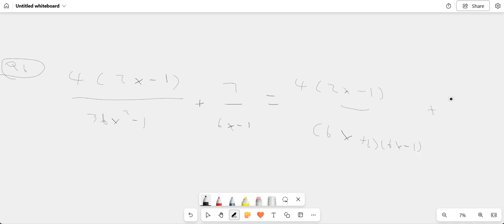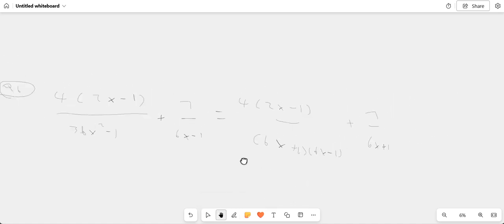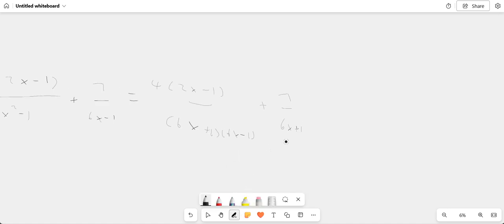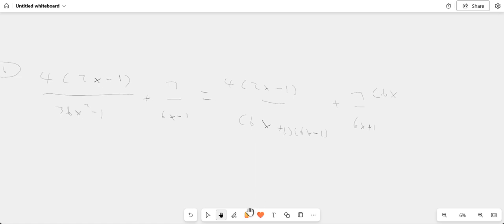And then obviously plus 7 over 6x minus 1. So the right hand side is lacking a 6x plus 1 here. That's what's lacking, so we need to times that by... my bad, we had a minus 1 there, 6x minus 1. So you need to times it by 6x plus 1, since that's what it's missing. So 6x plus 1 here, and then you're going to add a 6x plus 1 there. Cool. And so now you can combine it.